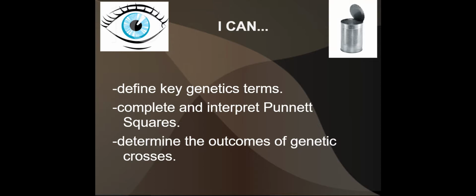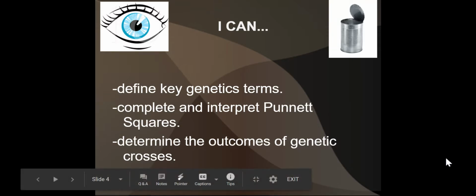Complete and interpret Punnett squares. So we're going to be starting that a little bit today, introducing what a Punnett square is. And then tomorrow we'll really start practicing how to complete and interpret a Punnett square, and then to look at all the possible outcomes of a genetic cross. That means if you have two parents and they cross those genes, it's going to show you all the possibilities for offspring and inheriting traits.